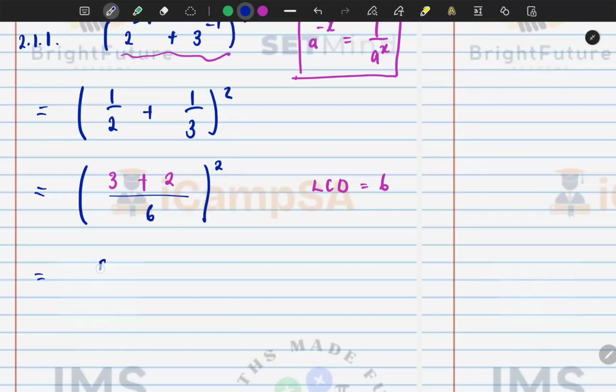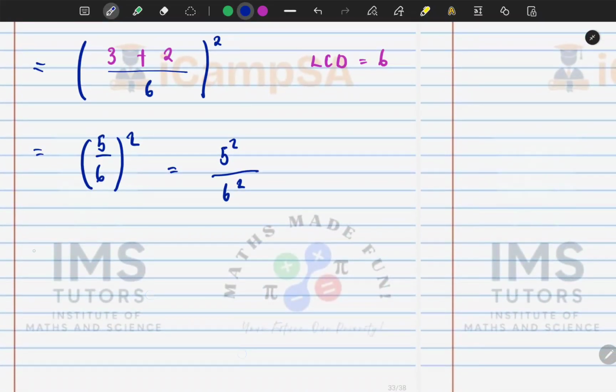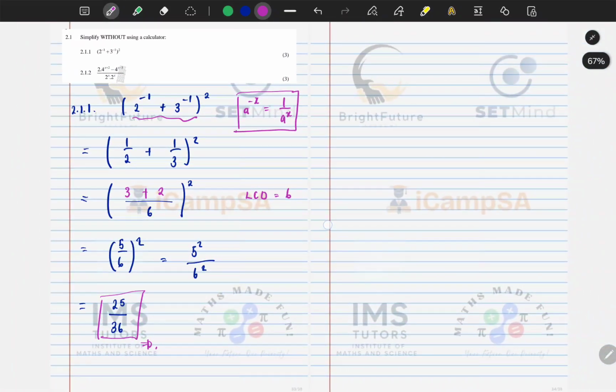And then from there, we now have 5 over 6 all squared. This is the same as having 5 squared over 6 squared. 5 squared is 25, and 6 squared is 36. So from here, we don't need to simplify further. We can leave it here. This is our final answer.